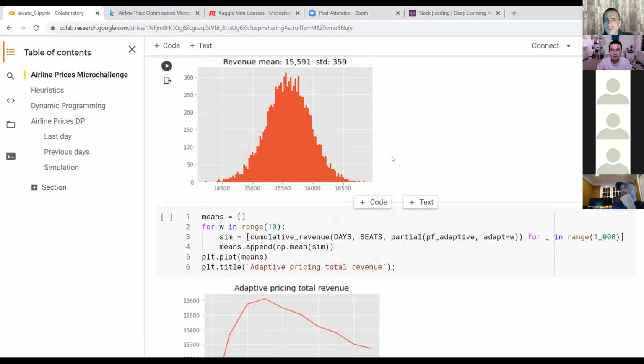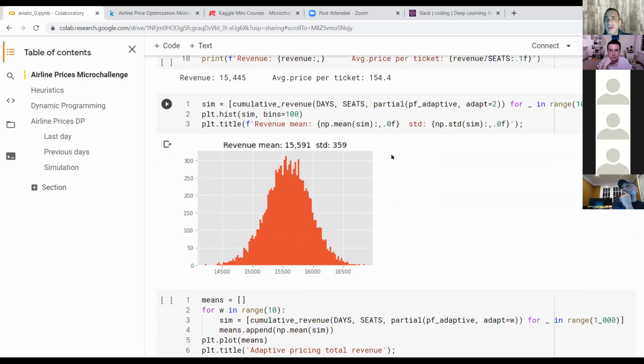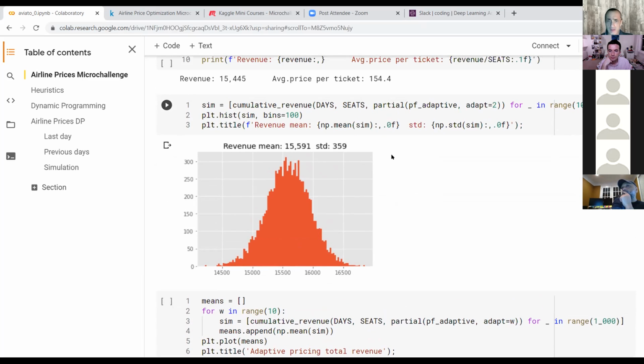But these are heuristics, and on the Kaggle page, people have used a lot more different heuristic rules, like if the price is in this range, try to sell this much, and different types of piecewise solutions, basically trying to be as adaptive as possible and try to take advantage of the high demand days.